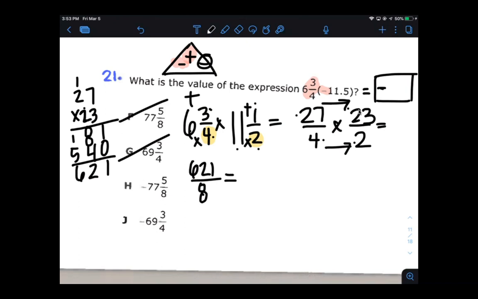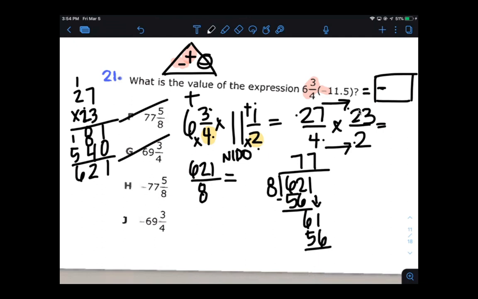So we use needle, right? Numerator in, denominator out. And we start dividing. 62 divided by 8, we have 7. 7 times 8 is 56. We subtract and we have 6. Remainder 6. We drop the 1 and we go 61 divided by 8. I think it's going to be 56 again. 7 times 8, 56. Remainder 5. So 77 is our answer.